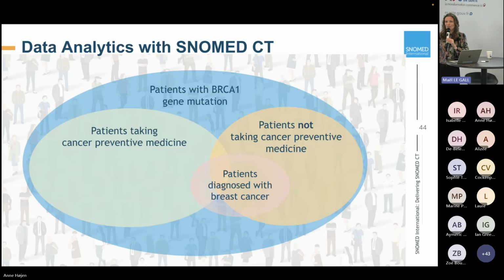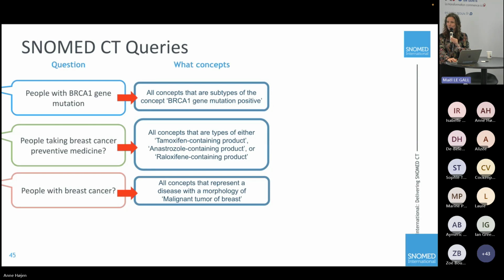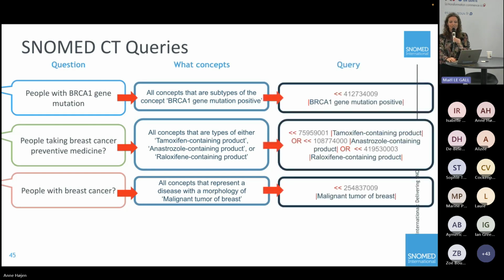There's also a time aspect involved, and that goes beyond SNOMED, and that's where you need a concise and agreed model. But those are the principles. Now we know what questions we want to ask: who has a BRCA1 gene mutation, who is taking cancer preventative medicine, and who gets breast cancer. Those are the three questions. So what do we need then? These are the SNOMED concepts we need, and these are the queries we need to run. So let me now jump to the tool.